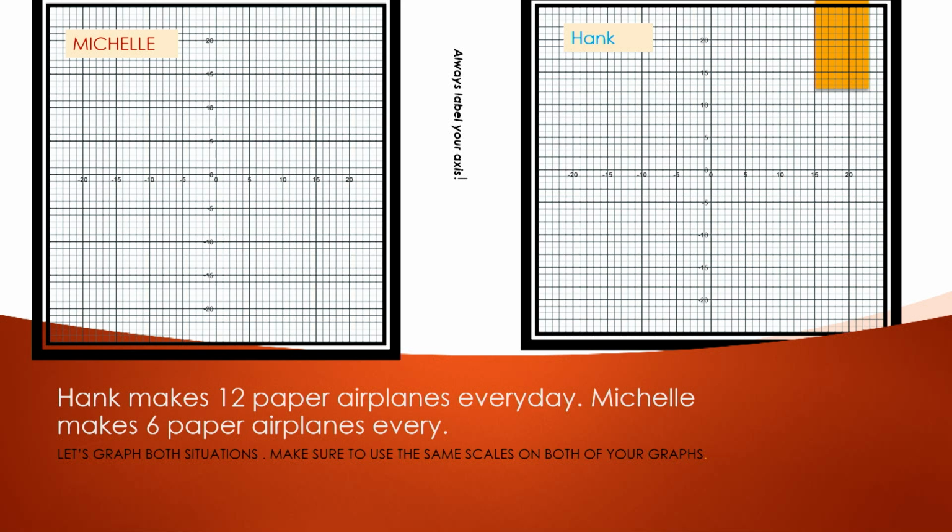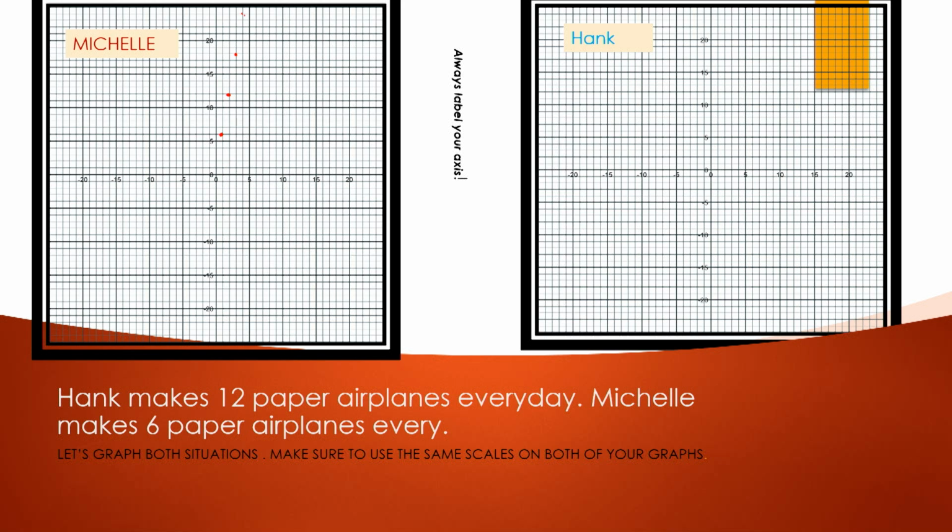So the first thing is I'm going to graph Michelle's over here on the left. Now it says that she makes 6 paper airplanes every day. So for her first day, she has 6 airplanes. Her second day, she would have 12 airplanes. Her third day, she would have 18 airplanes. And her fourth day, she would have 24 airplanes. And then I run out of room, but that's okay.